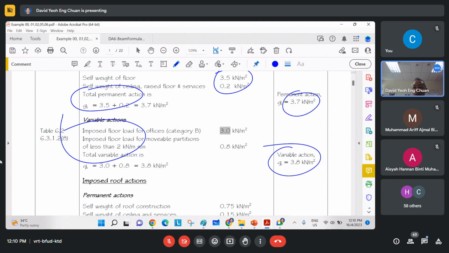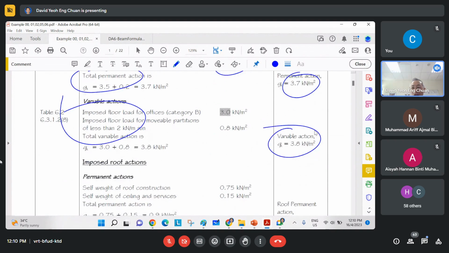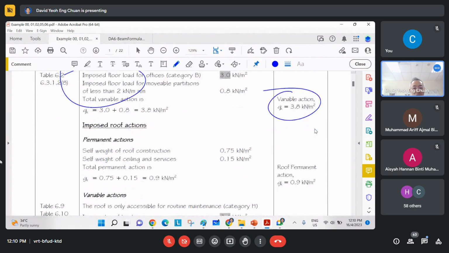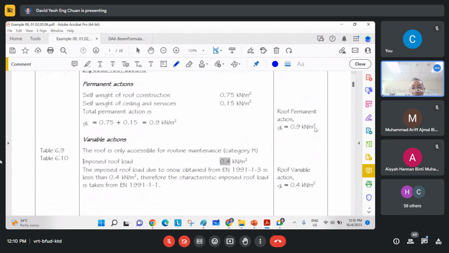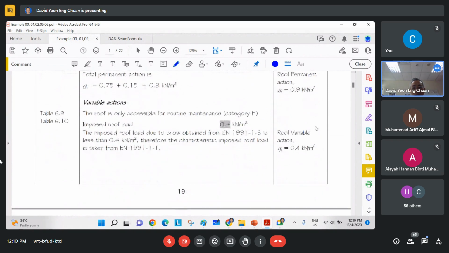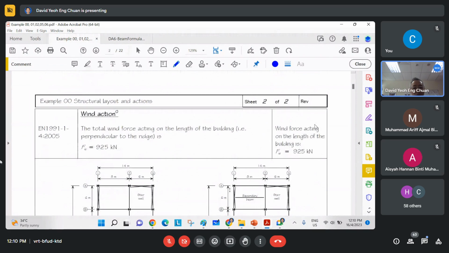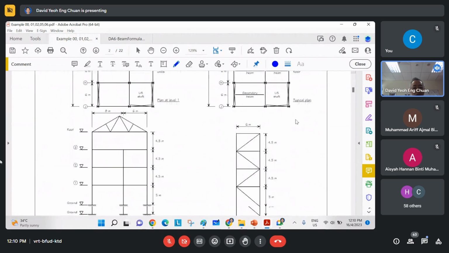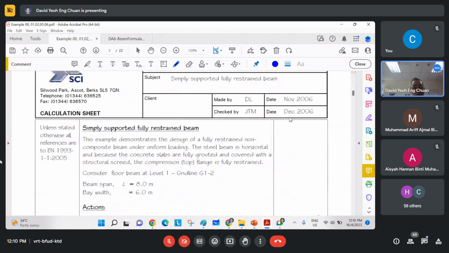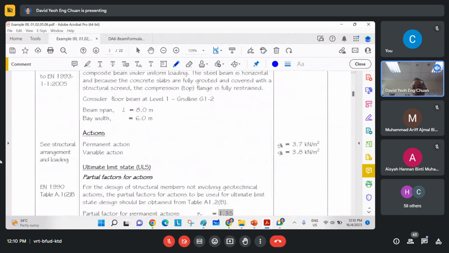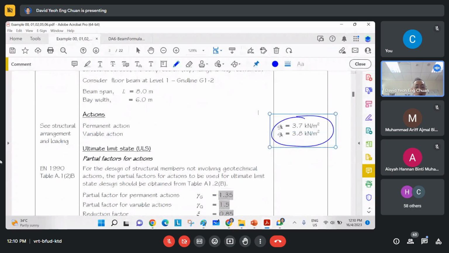So you've got Gk, Qk, and they are in kPa. So once you get the kPa, you go all the way down. That's the one, it's in kPa. So the beam is 8 meters. Bay width, which is also the tributary width, is 6 meters.